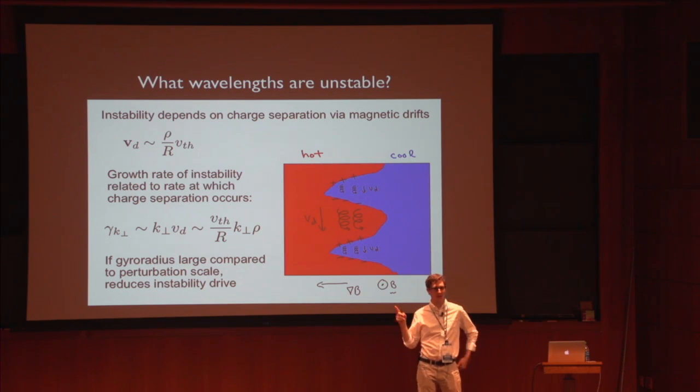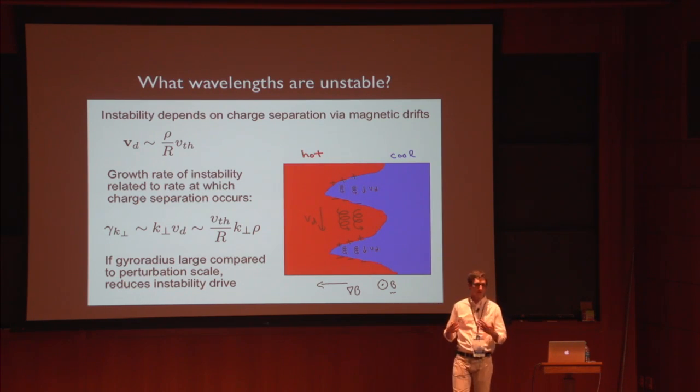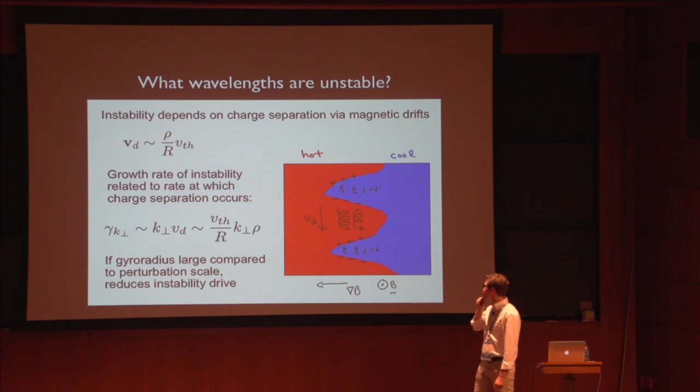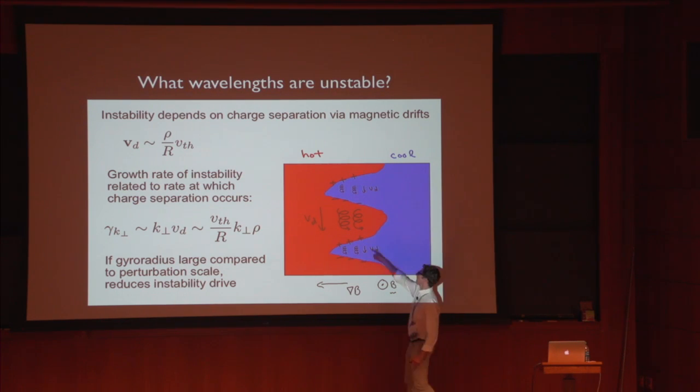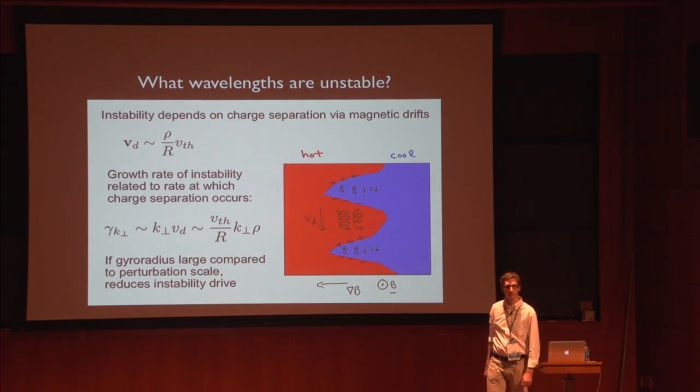So we can estimate roughly the growth rate of our instability by thinking about the rate at which charge separation is occurring in the system, because it was the charge separation which gave rise to the electric field, which gave rise to the E cross B drift, which is what caused the instability. So what is the rate at which this charge separation is occurring? Well, it's the time it takes particles that are moving at the drift speed to traverse one wavelength of the perturbation, or one half wavelength of the perturbation.